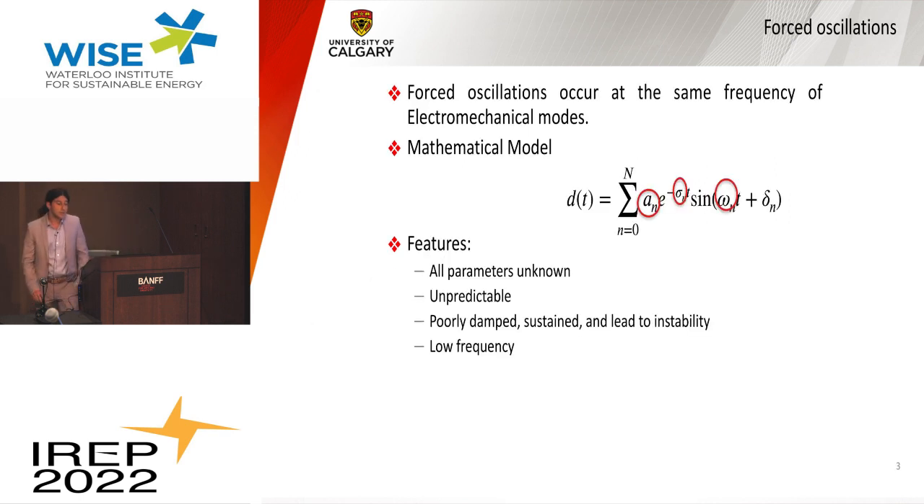The forced oscillation is a damped sinusoid signal that usually has external sources. In the mathematical model, we can model that with the summation of damped sinusoid signals. As you can see here, there are a damping, frequency, and magnitude, and all of them are unknown parameters. And it's unpredictable usually. We cannot predict whether it can be a sustained or poorly damped oscillation.